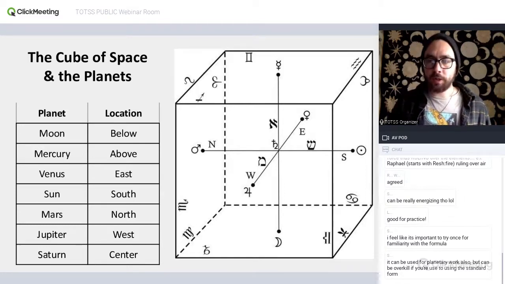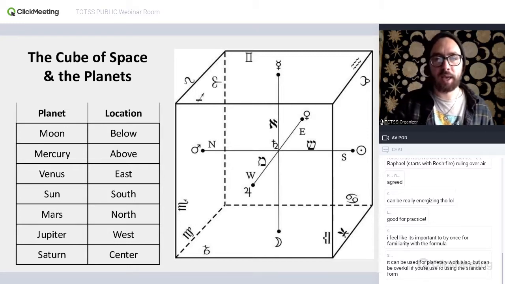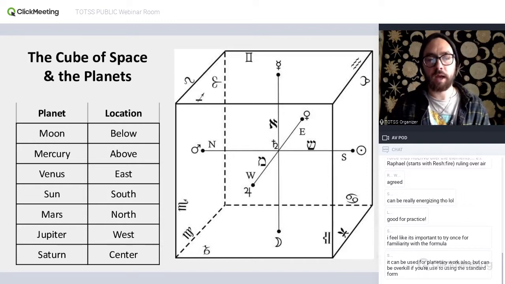So the axes are attributed to the 3 mother letters, and then the edges of the cube are attributed to the double letters and to the signs of the zodiac. But all we're worried about here are the 6 faces of the cube and the center of the cube, which is attributed to the 7 planets. So the bottom face of the cube is attributed to the moon. The top face of the cube is attributed to Mercury. Then the eastern face is attributed to Venus, the southern face to the sun, the northern face to Mars, and the western face to Jupiter. And then the very center of the cube is attributed to Saturn.